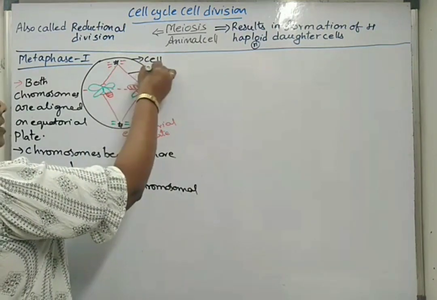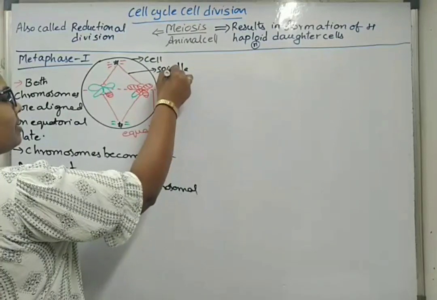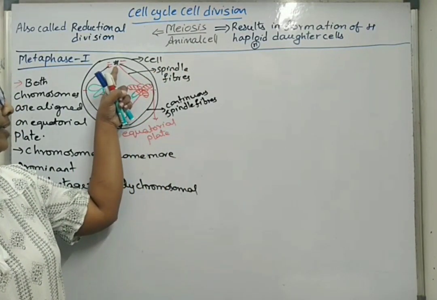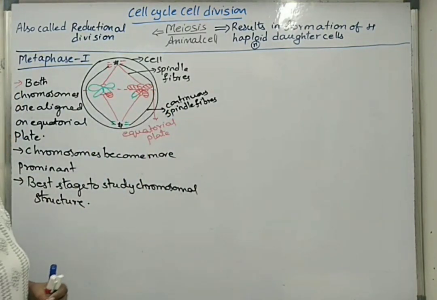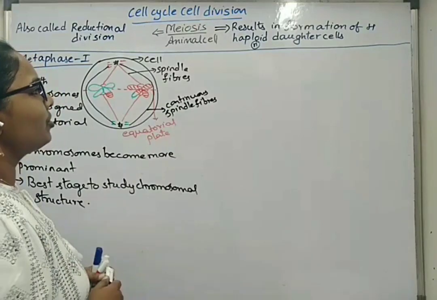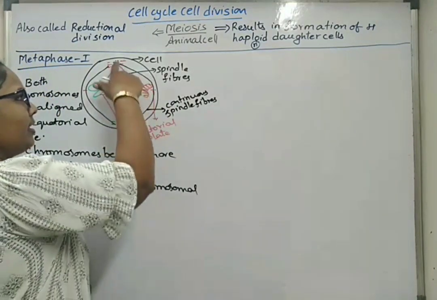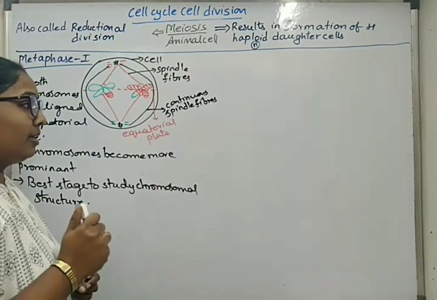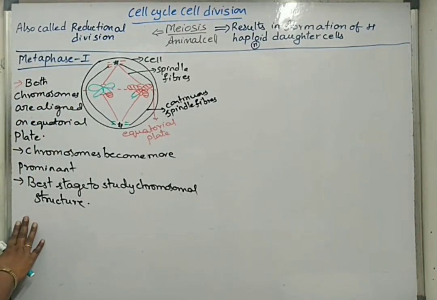So we will give some of the labelings. Here the spindle fibers that are attached at one end to the centriole, other end to the kinetochore, we can also give a name like discontinuous spindle fibers or chromosomal spindle fibers. And the type of spindle fibers that are connecting two opposite poles containing centrioles are continuous spindle fibers, also said as interpolar spindle fibers. So these are important points of Metaphase 1.